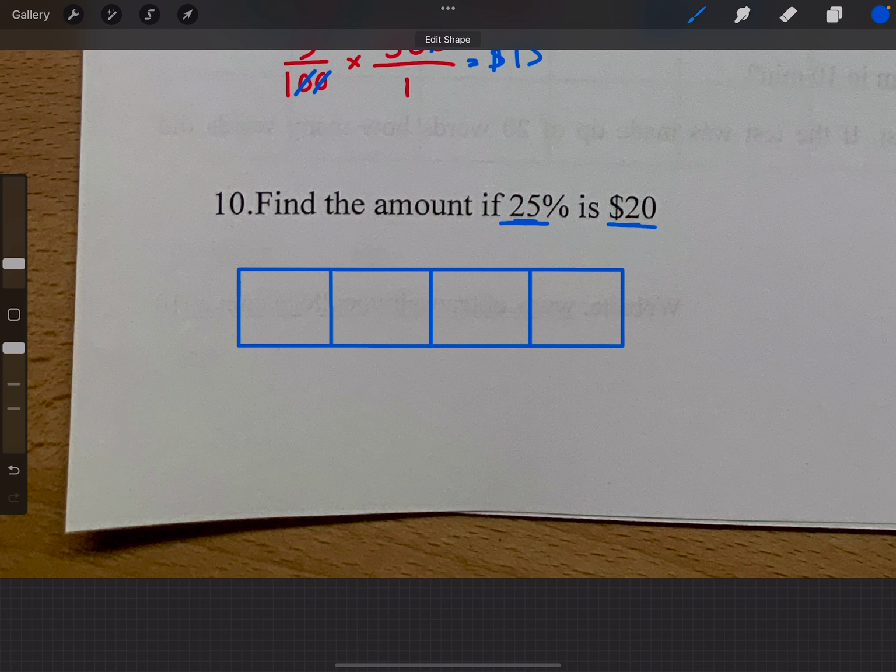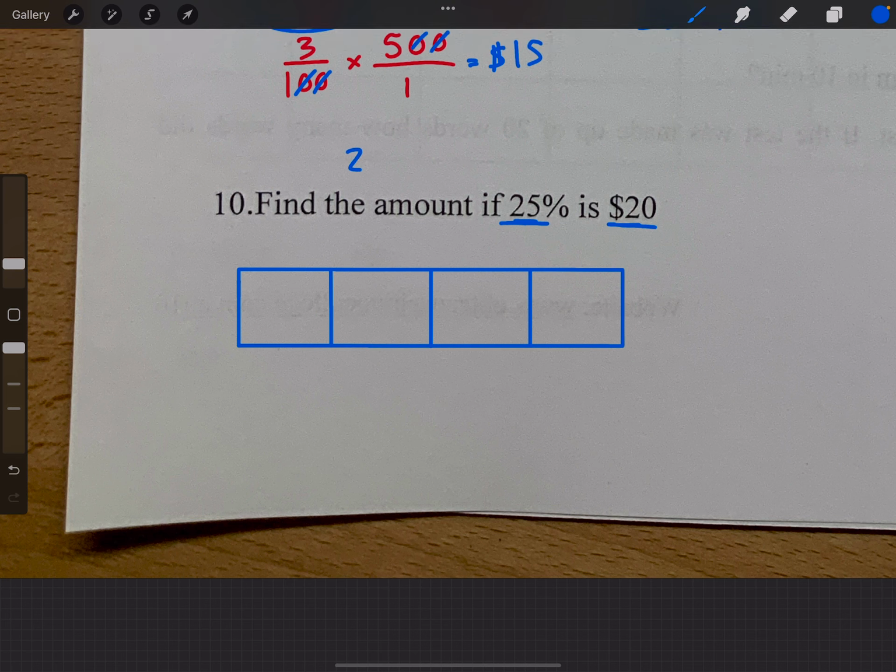Okay, 25%, if you can remember, is equal to 25 over 100, which equals 1 over 4. That's why I draw 4 pieces. So that means 1/4 of an amount is $20. So imagine this is your $20 here. And this is your 1/4 of the amount, also known as 25%.